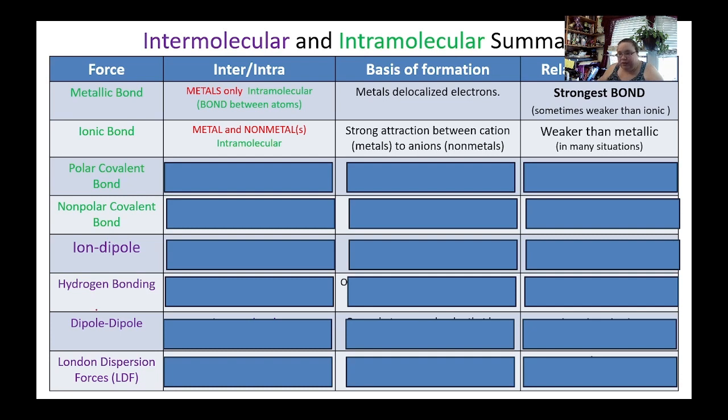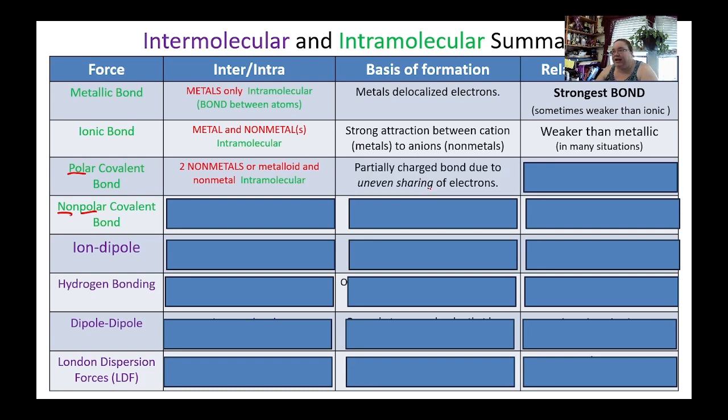So nonpolar, think no pole. So no pole means my electrons are evenly shared. In polar covalent, think pole, like North Pole. In polar covalent, the electrons are not evenly shared. There's an uneven sharing of electrons. We can determine, based on the electronegativity difference, if a compound is going to be polar or nonpolar. Our polar covalent bonds are weaker than ionic, but they are stronger than nonpolar covalent.